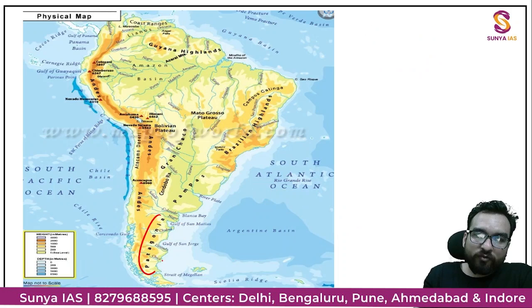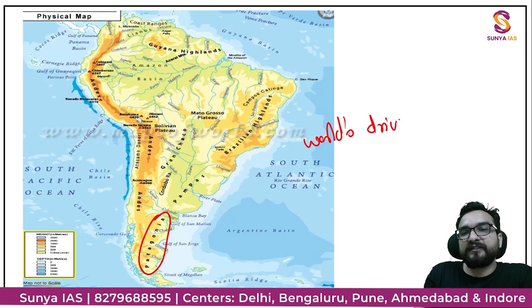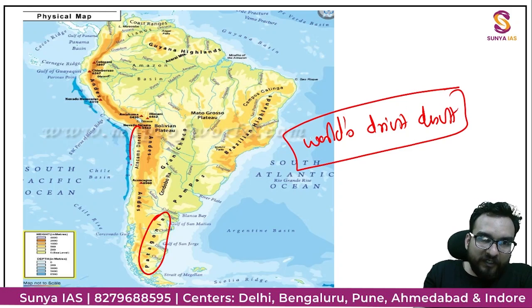Apart from this Patagonia, you have one more desert, that world's driest desert is your Atacama desert, present in Chile, guys, over here. Why? Because this is because of the cold current.